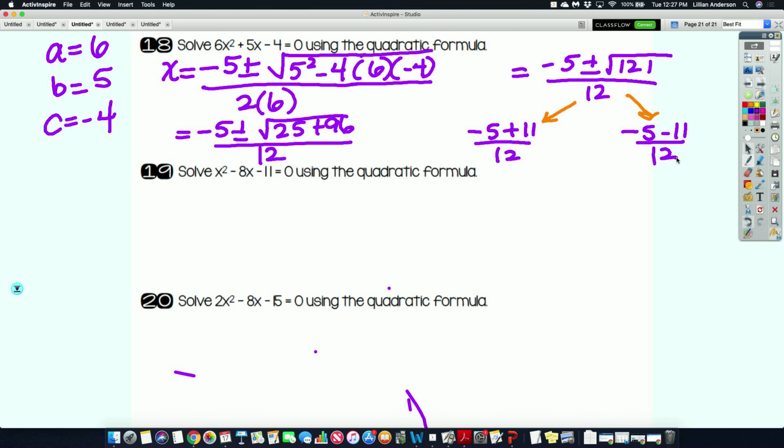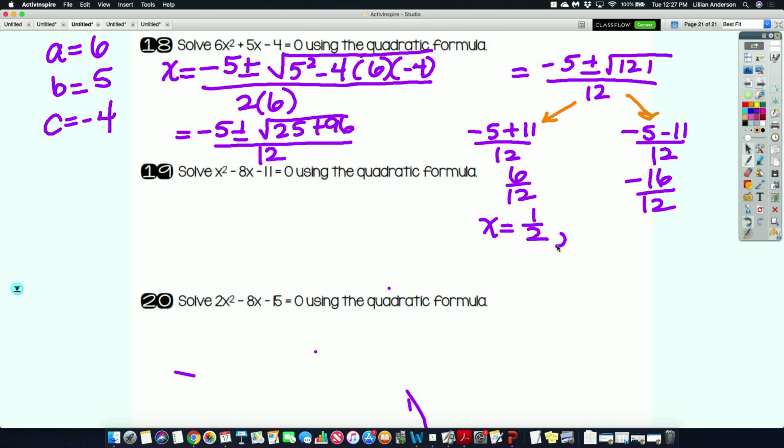What's negative 5 plus 11? 6. What's 6 divided by 12? 1/2. So 1/2 is one of your solutions. And then what's negative 5 minus 11? That doesn't go in evenly, but it can reduce.